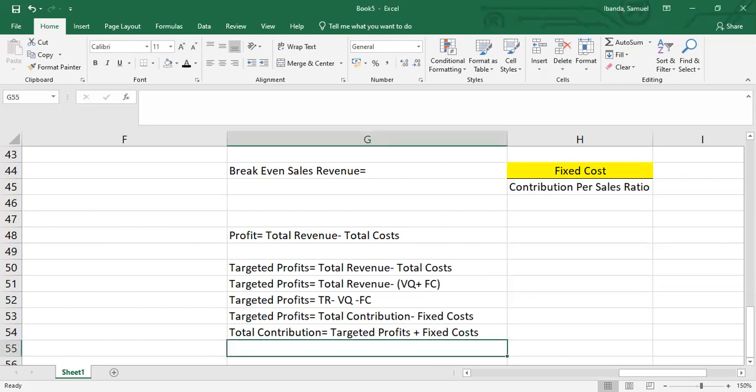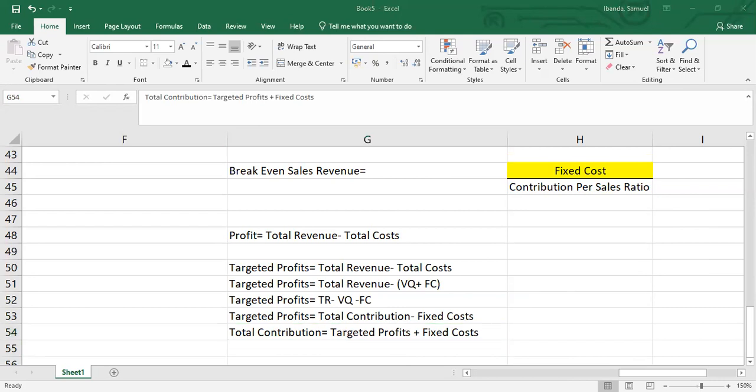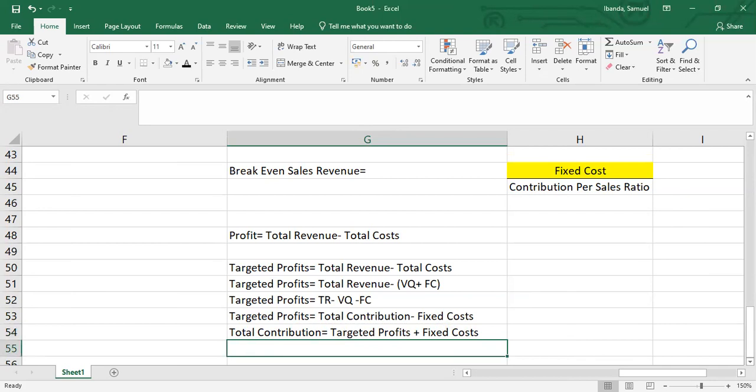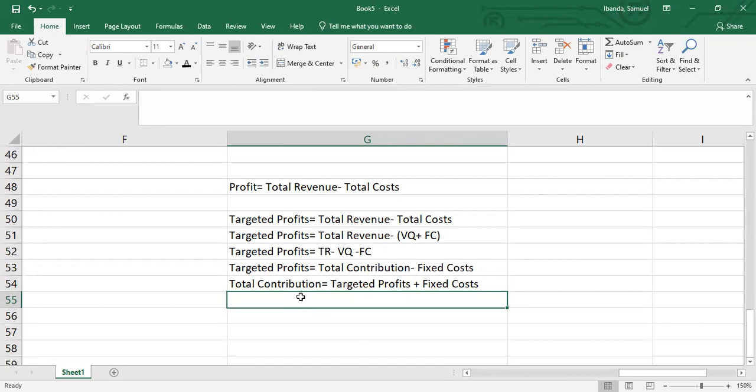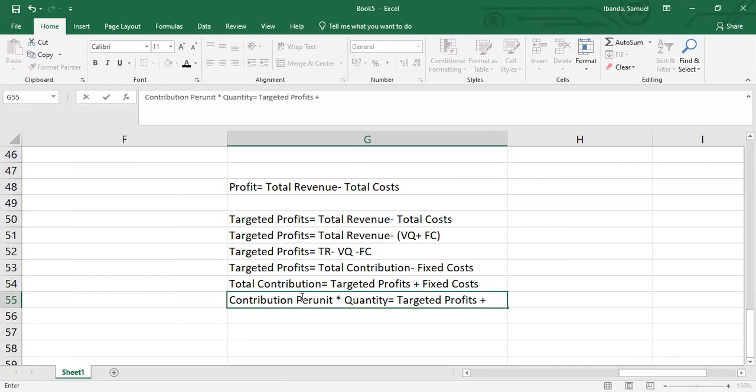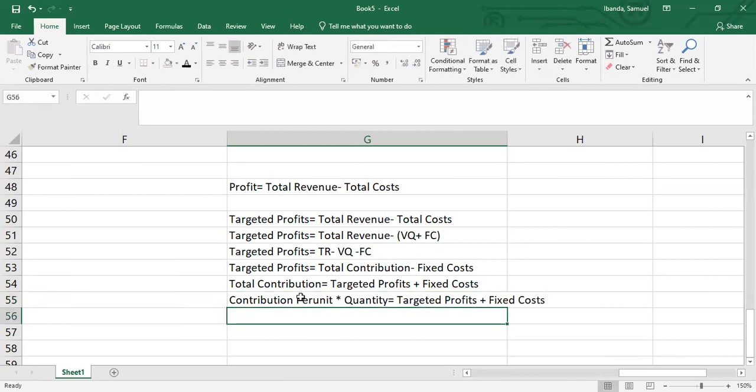Now, I hope you remember when we were calculating the total contribution. Total contribution itself, from what we have seen, is basically contribution per unit times quantity. So this total contribution is also the same thing as contribution per unit times quantity. And we are saying that that will equal targeted profits plus our fixed costs. You get it, huh?